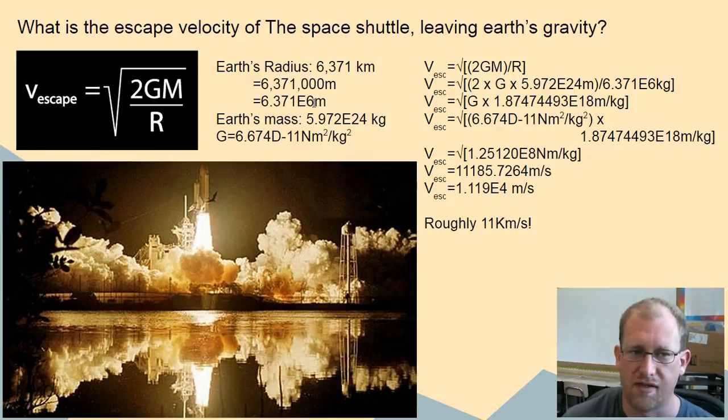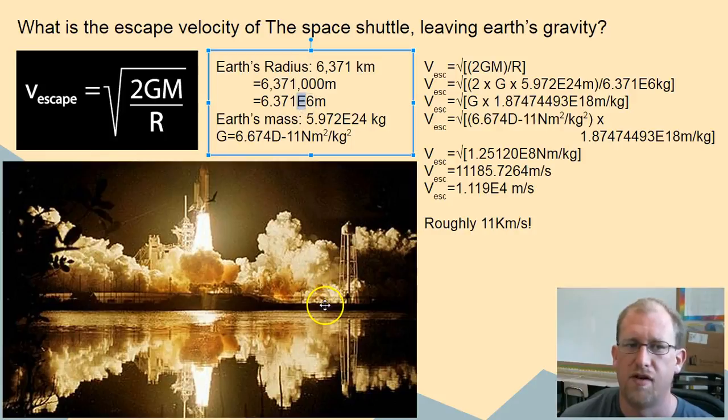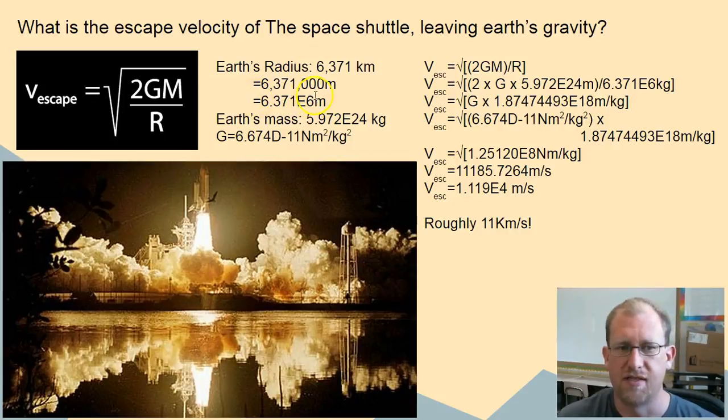6.371 times 10 to the 6th meters. By the way, if you see this E in the middle of a number, that's the same as times 10 to the whatever power. It's just a quicker way of writing that. So 6.371 times 10 to the 6th meters. That's the radius of the Earth. Earth's mass, 5.972 times 10 to the 24th kilograms. That's a lot of kilograms.